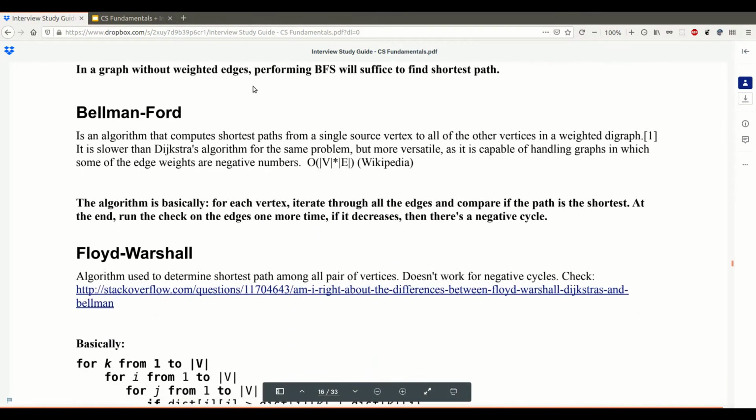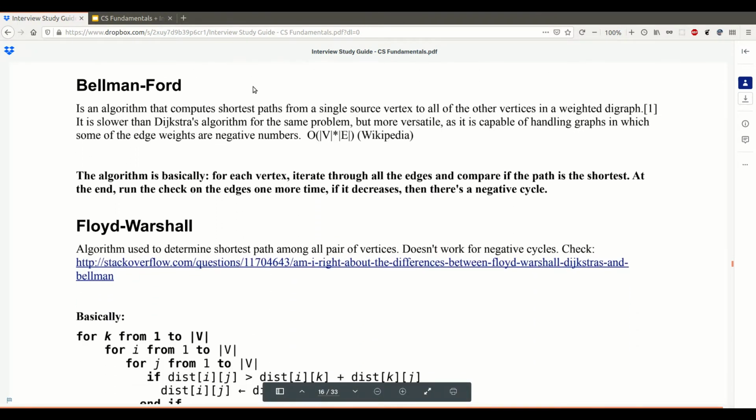Then you have the Bellman-Ford algorithm. That is an algorithm that computes the shortest path from a single source vertex to all of the other vertices in a weighted graph. The algorithm is basically, for each vertex, iterate through all of the edges and compare if the path is the shortest. One of the good things about the Bellman-Ford algorithm is that even though it's slower than Dijkstra to find the shortest path, it's actually more versatile because it's capable of handling graphs in which some of the edges have negative weights.